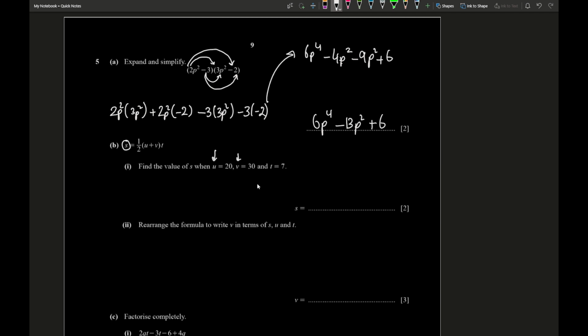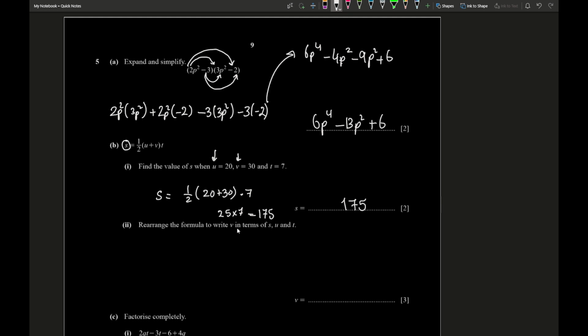Okay, you'll just substitute these values into this equation to find the value of S. So S is equal to 1 over 2 times (20 plus 30) times 7. 20 plus 30 is 50, divided by 2 is 25, times 7. 25 times 7 is equal to 175. No units required.